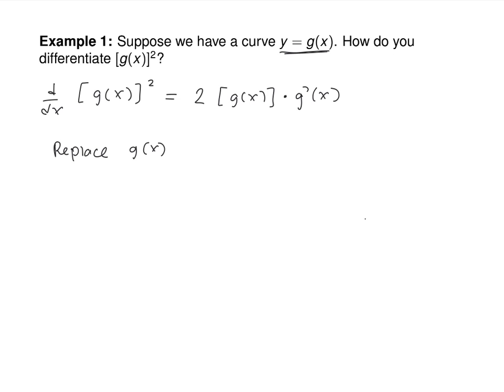Replace g of x with y. Take that line that I wrote up there and write it below what I just said and replace every single g of x with a y. Derivative of y squared is equal to what? 2y times y prime. Does that make sense? You see how those are really the same thing? Do you at least buy that?